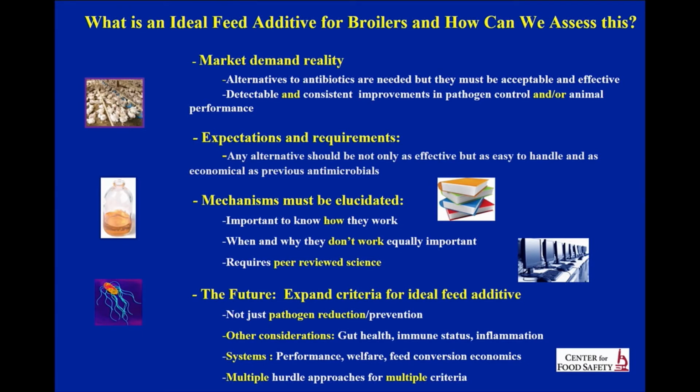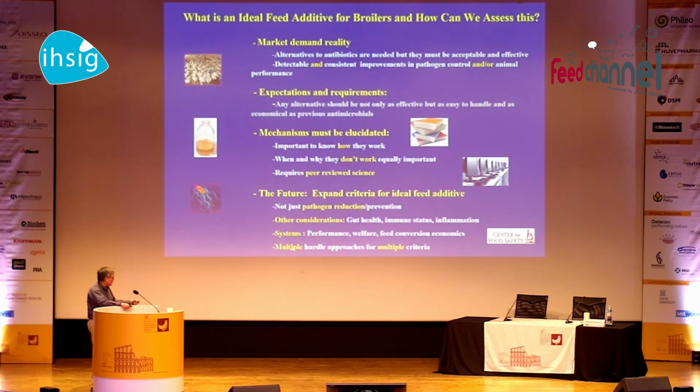There are ways to calculate, if this product costs this much, how much economic impact are we going to get out of that? Does the cost-benefit ratio make sense? And then one of the things I've started to realize is we've got to take a multiple hurdle approach to meet what I call multiple criteria.